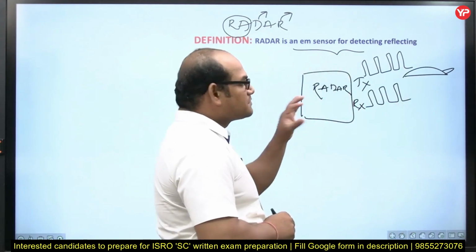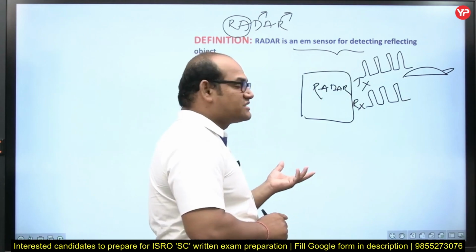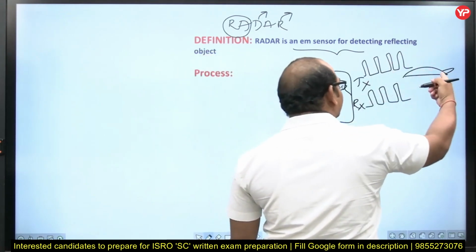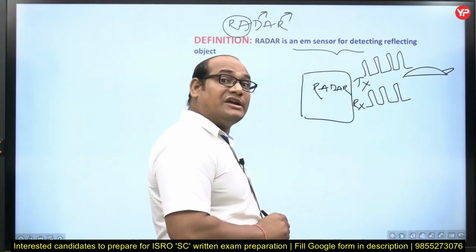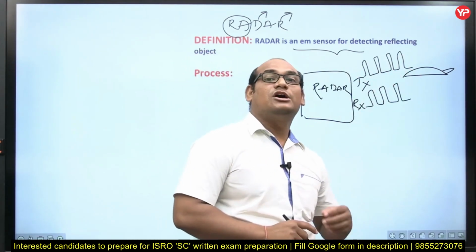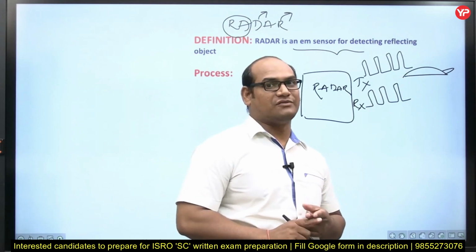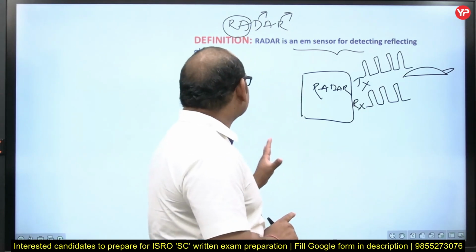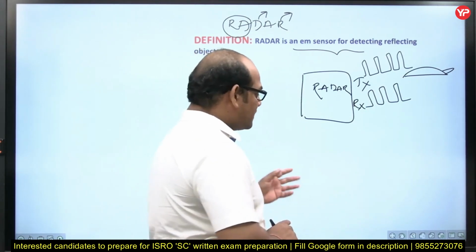Because of this operation, we can understand at how much distance the target is available. We can further understand with how much velocity the target is moving. That we can also identify. So this is the process involved in the radar, very basic information.